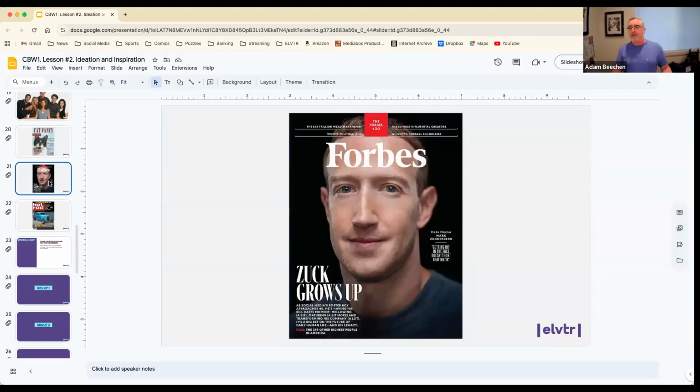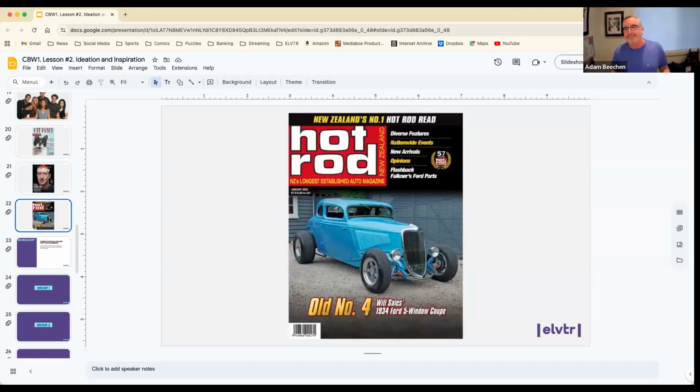I could read Forbes. I'm not super fascinated in how rich people make all their money, so I probably wouldn't read it or understand it much. So I might pick up that as well. I'm not a car aficionado, so why not pick up an issue of Hot Rod? New Zealand's #1 hot rod read, by the way. And the idea is that these aren't things that you would normally read, so they might inspire some ideas you wouldn't normally have.